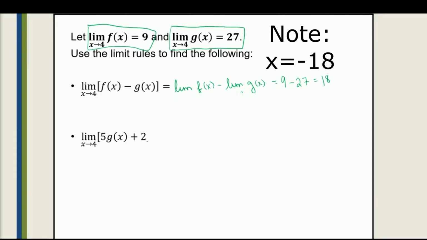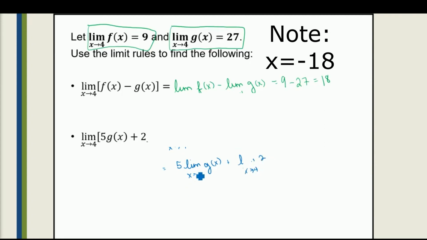For another example, if we want the limit as x approaches 4 of 5 times g of x plus 2, well, we know that this is the limit as x approaches 4 of 5 times g of x plus the limit as x approaches 4 of 2, which is the same thing as 5 times the limit as x approaches 4 of g of x plus that limit as x approaches 4 of 2.